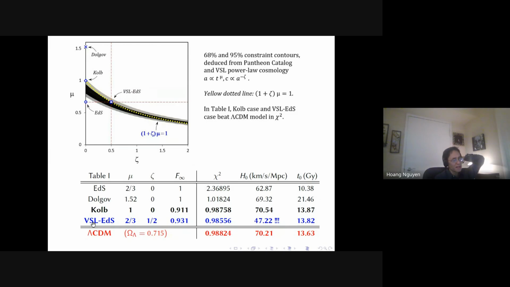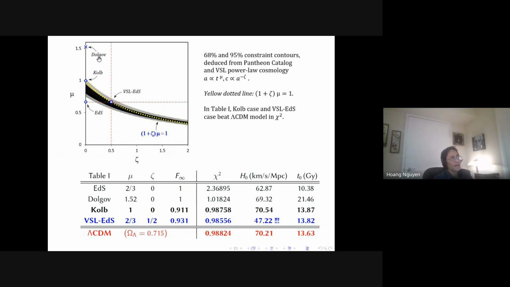So again, let's look at the table. Lambda CDM is the benchmark, with omega lambda about 70%, 61%, and H naught is 70. We get chi-square to be this level. Right. Now the 4 cases. The EDS case, mu equal to 2/3, zeta is 0 because there's no speed of light change there, and f equal to 1. In that case, the chi-square is 2.3, it is very bad, and that was the reason why cosmologists had to introduce lambda.